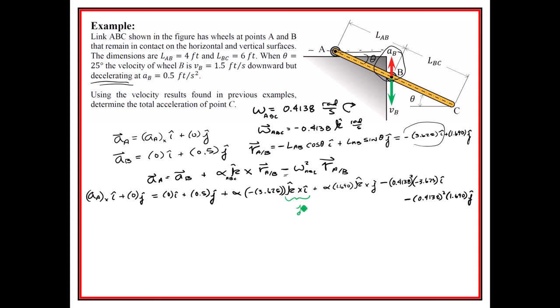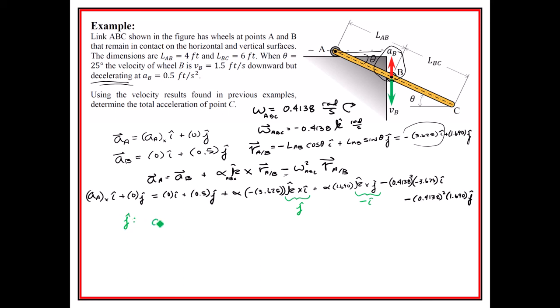Okay, so I take a look at this, I cross K with I, and we know that that's going to come up with a positive J, but if we cross K with J, we end up with a negative I. We group a whole bunch of terms right here, or we could just take a look at the I direction, but I think it's easier to take a look at the J direction first.